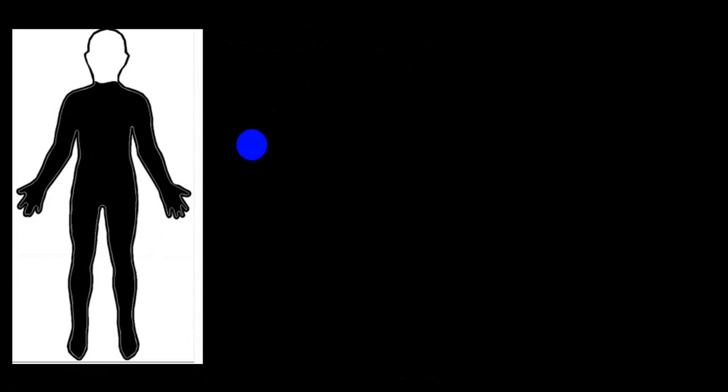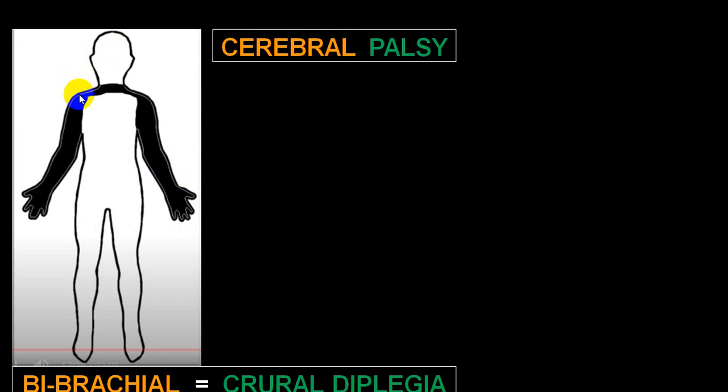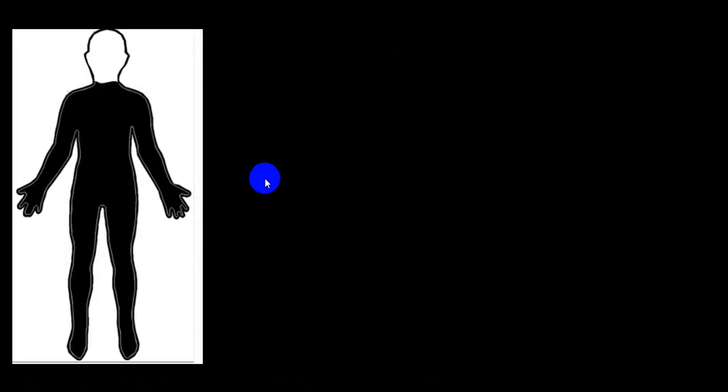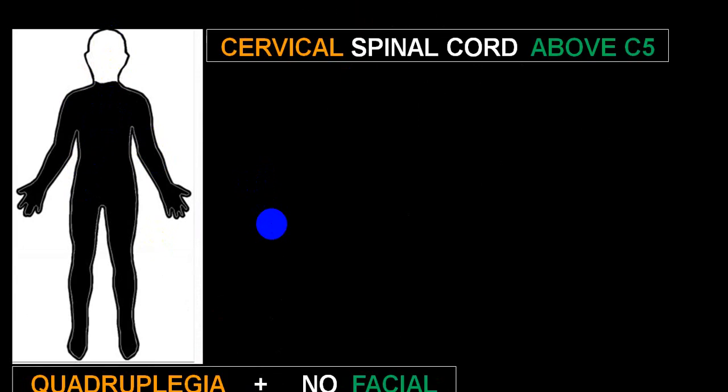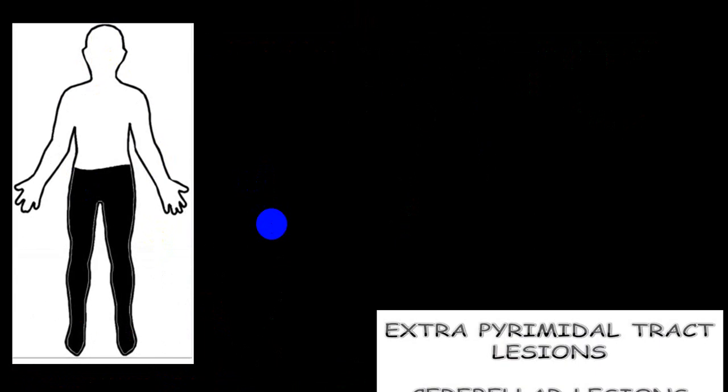And if we get only sensory loss in this particular distribution, more common pain and temperature gone, it will be classical in case of a syringomyelia. Do remember that. This is bilateral below the neck. So this is quadriplegia, sparing face. So this has to be above the level of C5. So quadriplegia, no facial involvement, cervical spinal cord above C5 level.